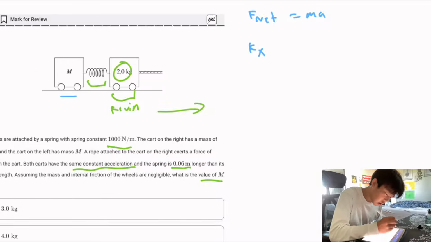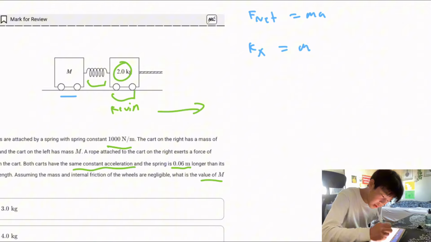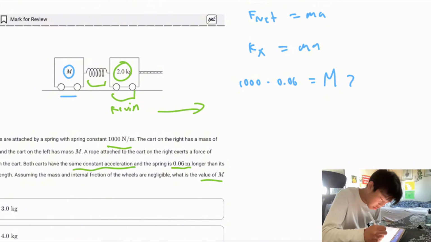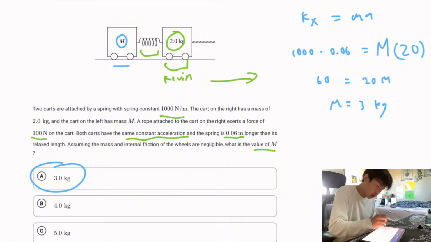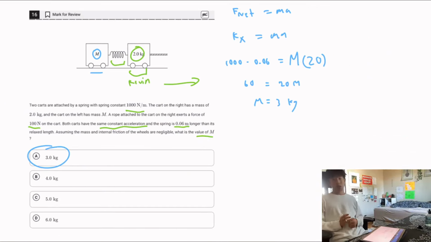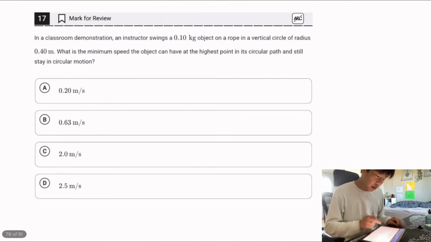There's nothing pulling it, and there's no friction either. Fnet is equal to ma. What did it say? That's 1,000 times 0.06 is equal to m, because it's a fat m, times 20, because we just found it. So this is 60 equals 20m. M equals 3 kg. All right. Looks hard. That might be the easiest thing I've ever seen.